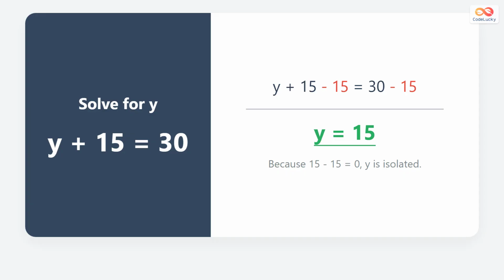Let's look at another example with the variable y. Here we have y plus 15 equals 30. We want to isolate y since 15 is added to y. We subtract 15 from the left side and 15 from the right side. 30 minus 15 is 15. So, y equals 15.